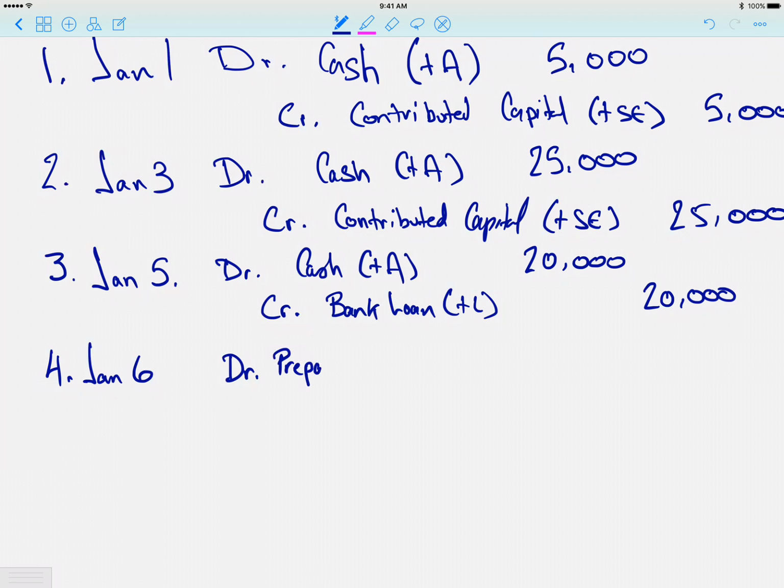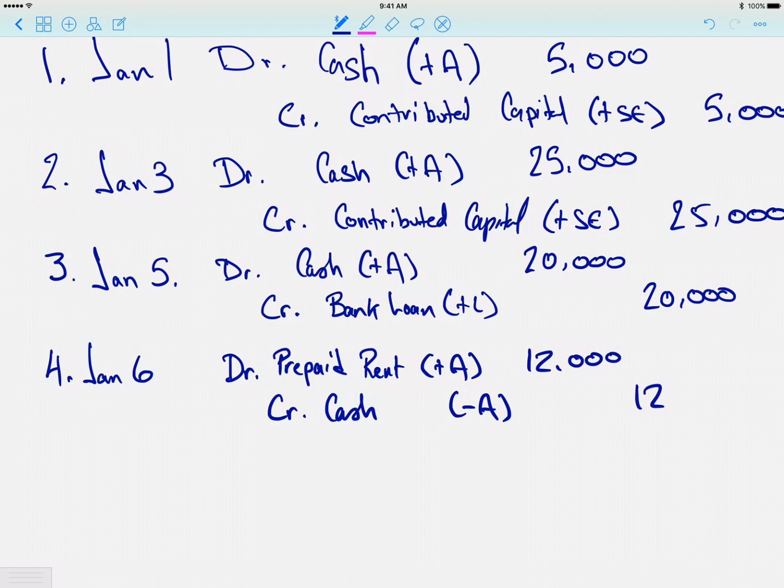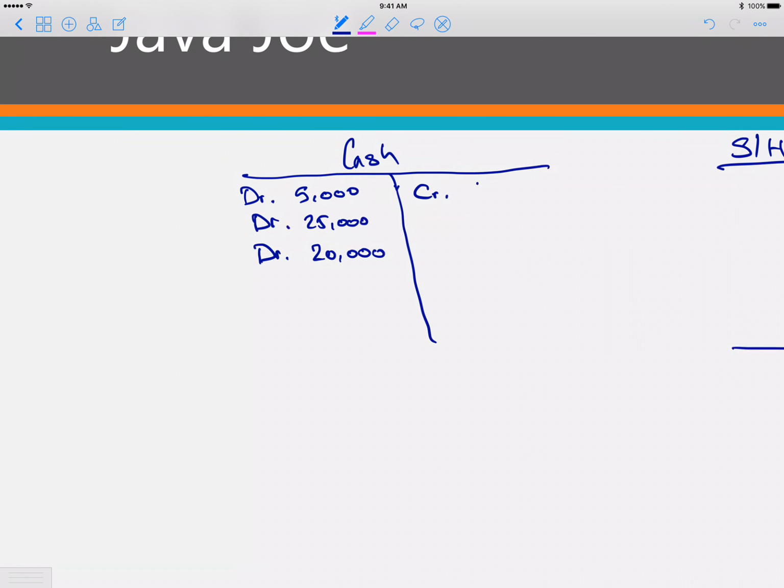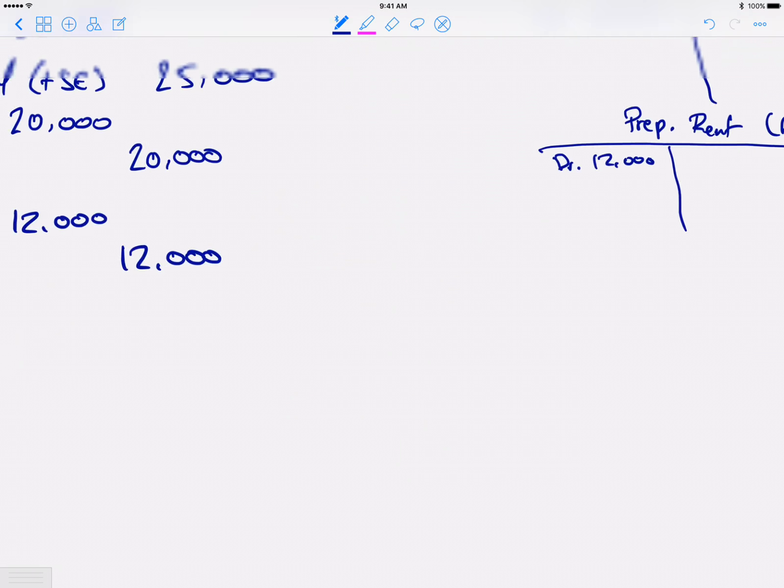Prepaid rent is going to increase, and that is an asset. In exchange for this, we gave up cash. So that is a decrease to assets. So $12,000. And we're going to record this right away. So $12,000 decrease to cash. It was a credit. And we have our prepaid rent that is going to go up. So we debit the asset, and it goes up.